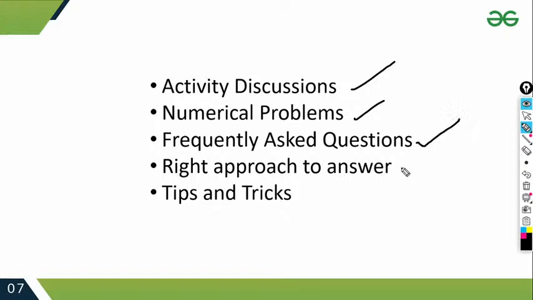And then we are also going to see what is the right approach to answer. There are many students who just write the answer but they don't get marks, right? So we are going to see that also, how we can write the answer in a correct way so that we can score the maximum marks.